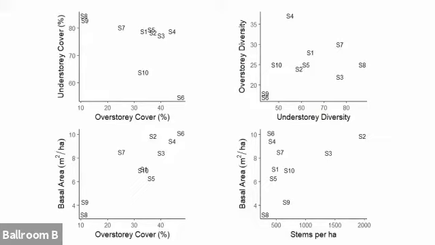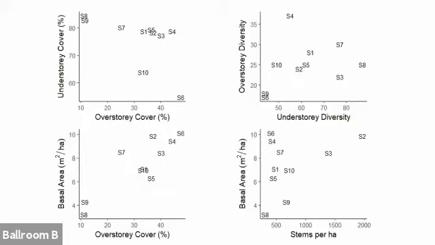Overstory diversity versus understory diversity, i.e. richness. It's a bit of a scatter shot, but you can have high diversity in an understory and overstory, or vice versa, or you can have low diversity. It's not as if each plot is exactly similar to the previous plot in terms of its richness.